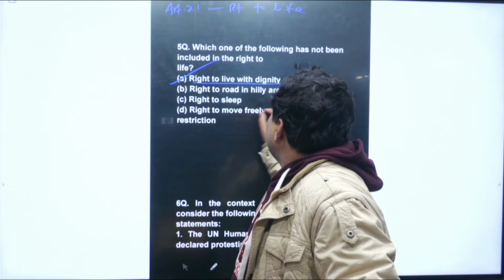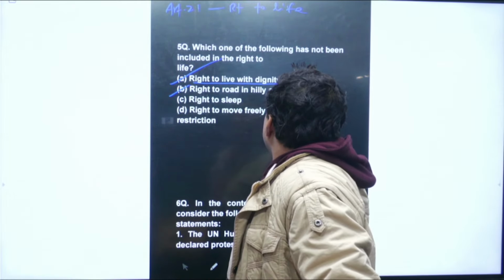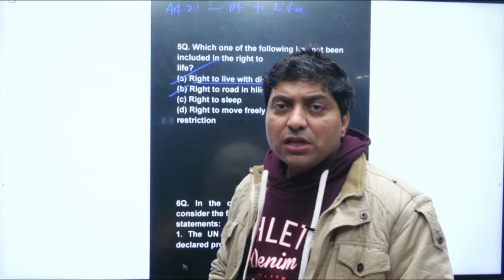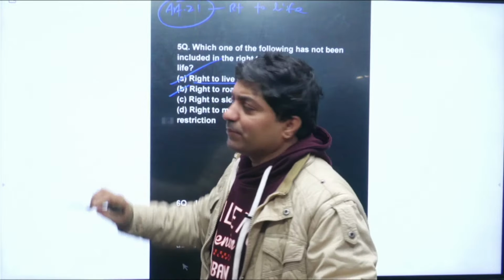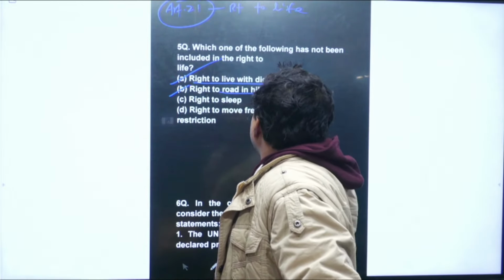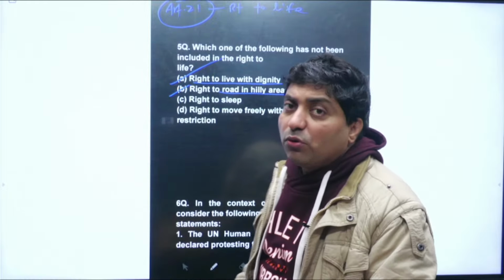Right to road in hilly areas. If you look at hilly areas, life has become very difficult. There is a lack of roads, and without roads, there is no right to walk. People face lots of hindrances, and the Supreme Court has defined that right to road in hilly areas is an essential part of Article 21. So even Article 21 has been expanded by the Supreme Court. Right to road in hilly areas is part of right to life under Article 21.